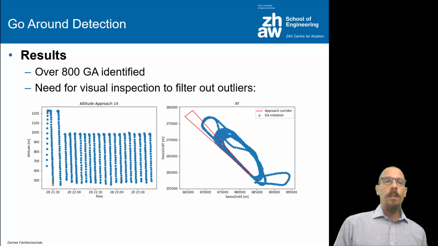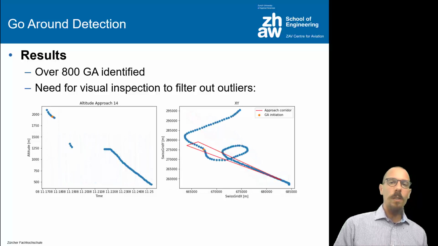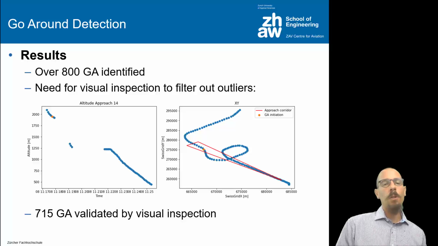With this method, we detected over 800 go-arounds on runway 14, but the method also detected some things that we didn't quite anticipate. For example, here you see a calibration flight for the instrument landing system, and these we don't want to include in our prediction. Also, we see flights like this, where it's not exactly a go-around, but it's more like the air traffic controller told the pilot to fly in orbit, probably to get more distance from the leading aircraft or because there might have been something on the runway. So after visual inspection of all the go-arounds, we ended up with 715 go-arounds that we are sure are actually go-arounds and that we want to include in our model.